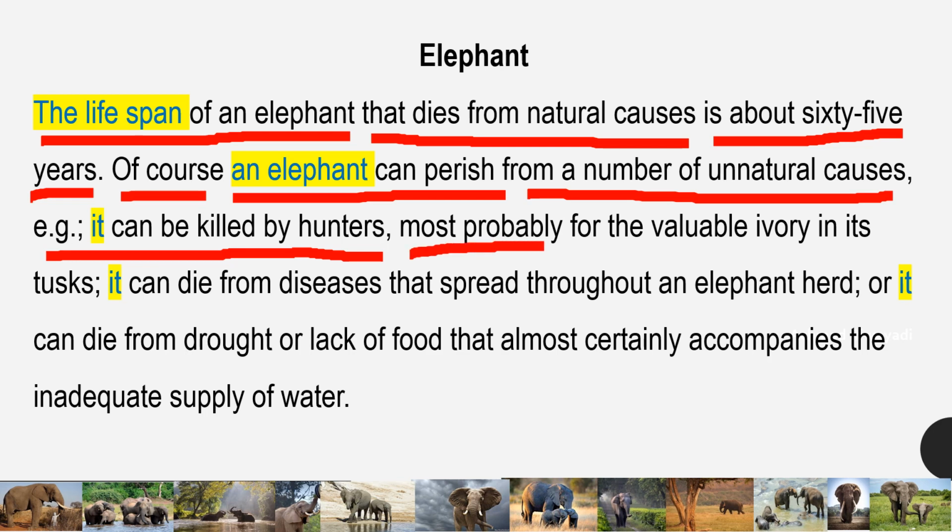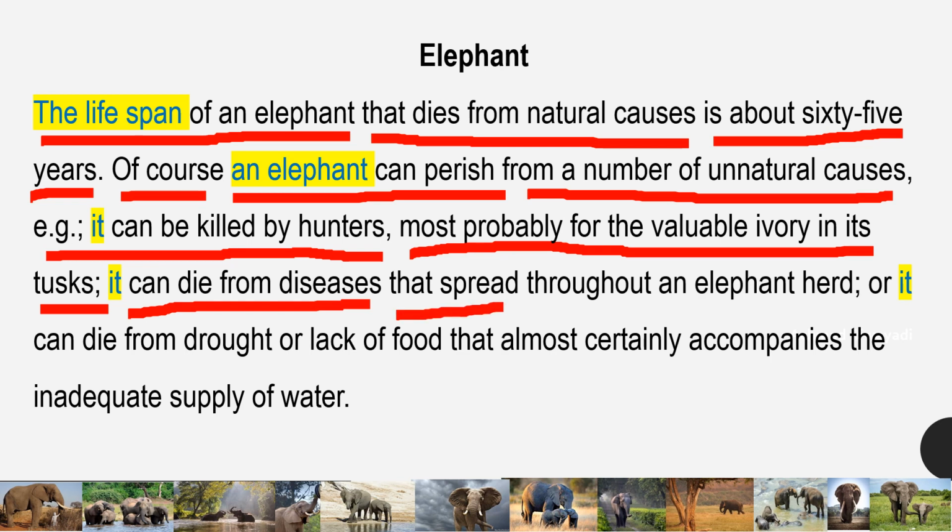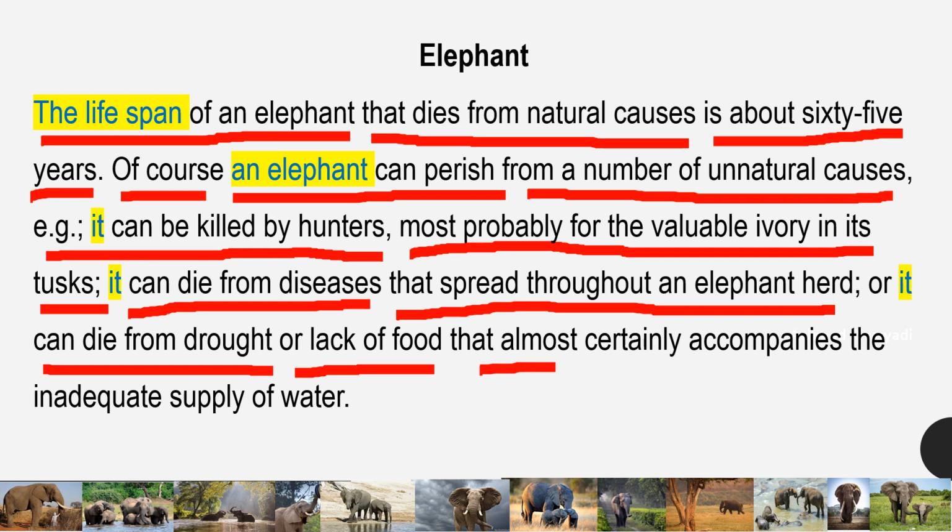Yang kemungkinan besar karena gadingnya yang sangat bernilai. It can die from diseases that spread throughout an elephant herd. Gajah juga bisa mati karena beberapa penyakit yang menyebar di kalangan sekelompok gajah. Or it can die from drought or lack of food that almost certainly accompanies the inadequate supply of water. Atau gajah bisa juga mati karena kekeringan atau kekurangan makanan yang tentu saja menyertai kurangnya persediaan air.